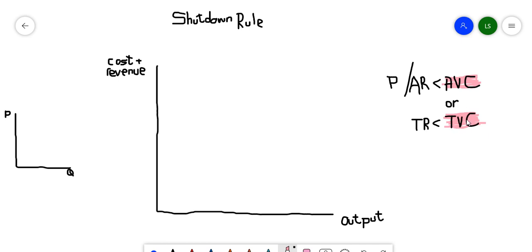So what is important is your variable cost. You are always looking at variable cost. If you have your average revenue, then you're going to look at your average variable cost. If you have your total revenue, then you need to look at your total variable cost. They won't always say TVC, it'll be just VC. VC, variable cost, is your total variable cost. The average variable cost will always be AVC. So the variable cost is the one that is important when we look at the shutdown rule.